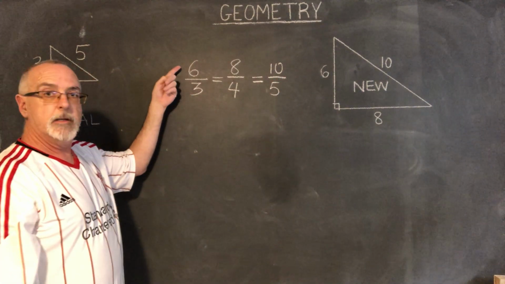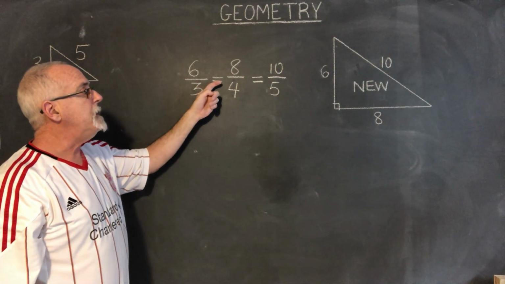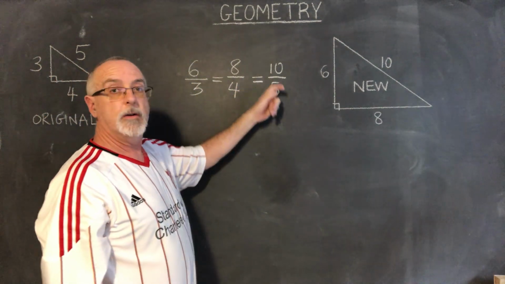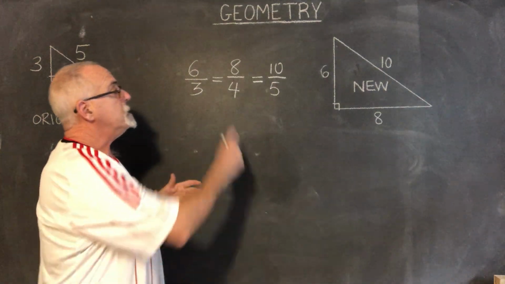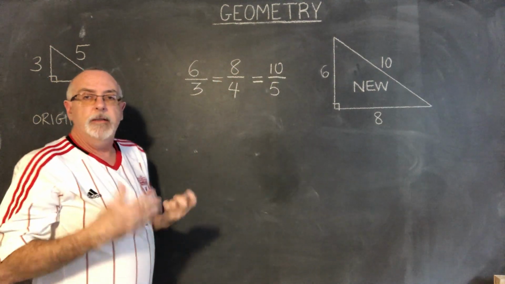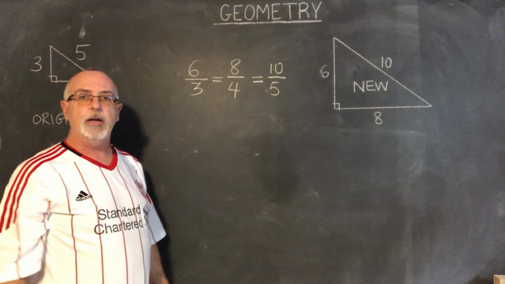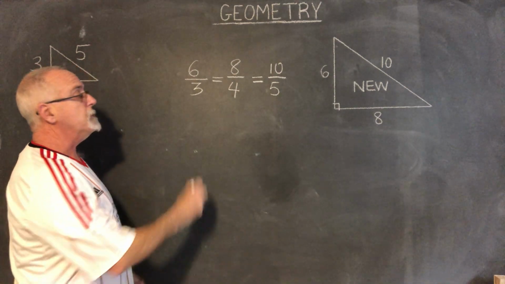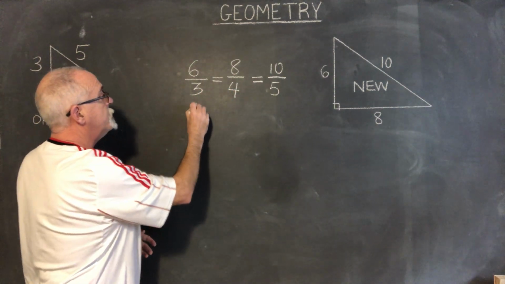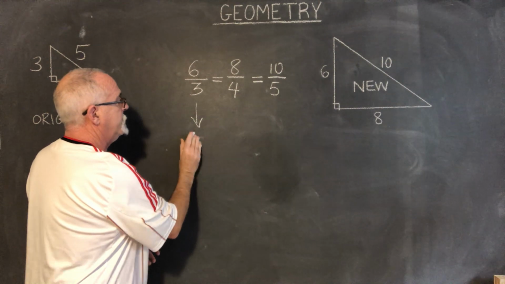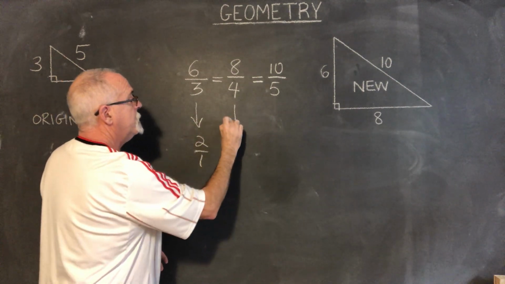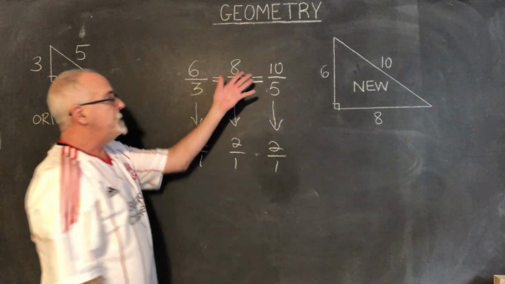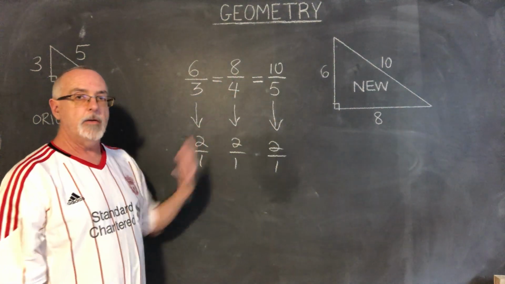So this is smallest over smallest, must be equal to medium over medium, which must be equal to longest over longest. And I'm always putting the new on top. All of these things are necessary to make this work. I can't just grab any 2 numbers and put them together and expect it to equal 2. These ones are all equaling 2. If I reduce these 3 fractions, this reduces to 2 over 1, this reduces to 2 over 1, and this reduces to 2 over 1. When you make that happen, you're proving that the 2 triangles have to be similar.